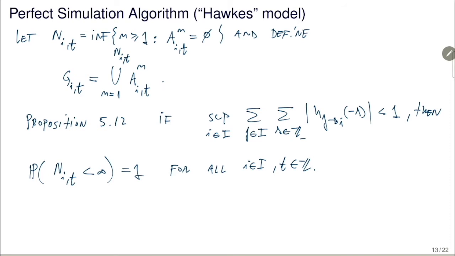So before going to step 3, let me do a very quick remark: this condition here is equivalent to the infimum over i in the set of neurons of lambda_i of the empty set being positive. So it's telling us that if, uniformly over the set of neurons, lambda_i of the empty set is strictly positive, then the set G_it will be a finite set.